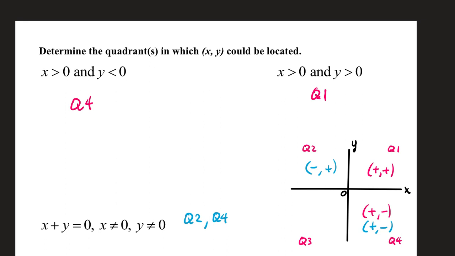Another one of the students in the class gave me 4, negative 4, and that's accurate as well. If you add 4 and negative 4, you get 0. To get to that location, you would go right 4 and down 4, putting you in quadrant 4. So it turns out XY pairs that add up to 0 could be found in either quadrant 2 or quadrant 4.